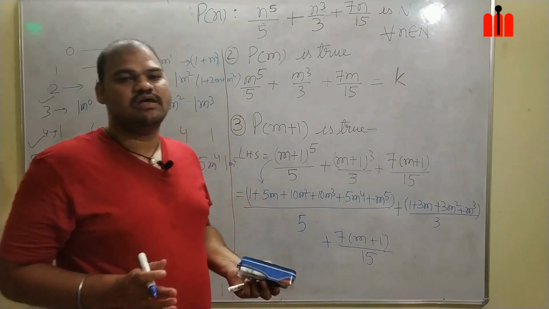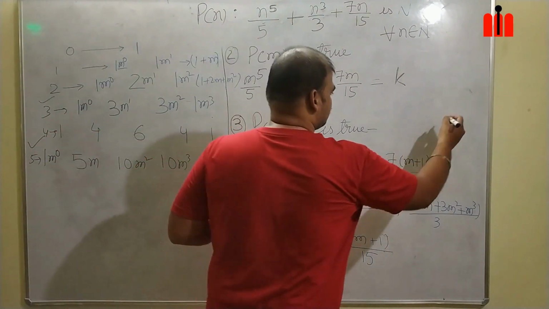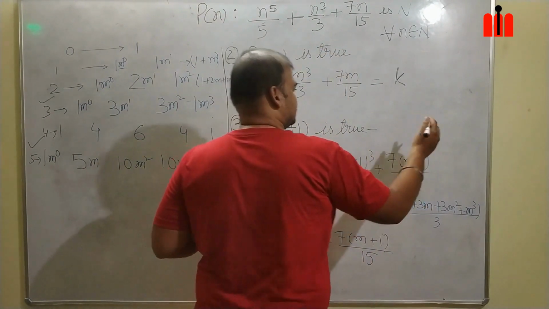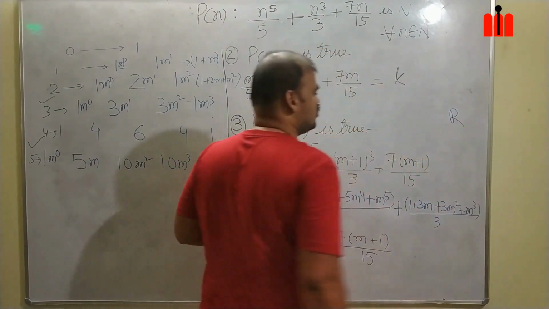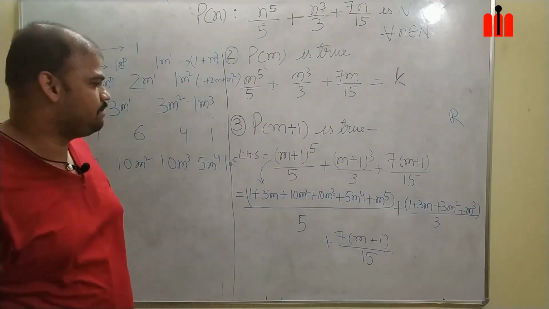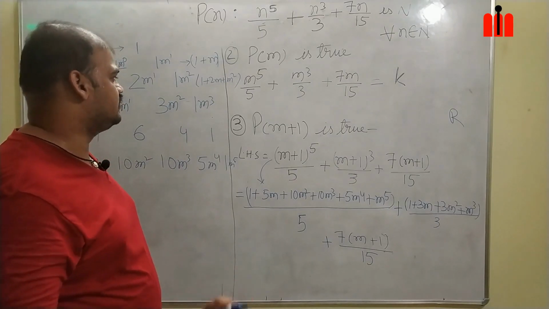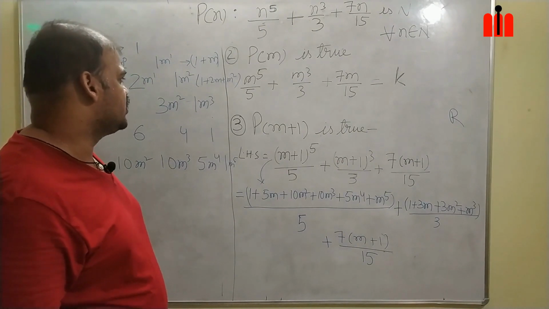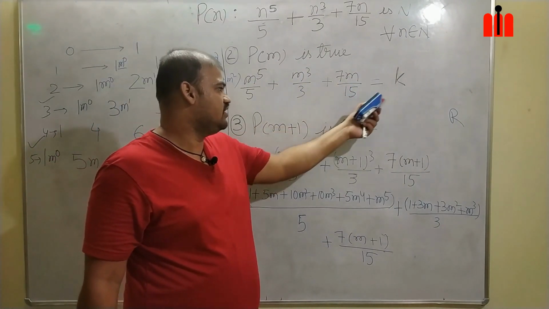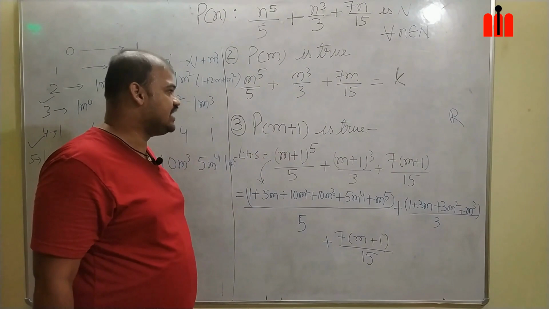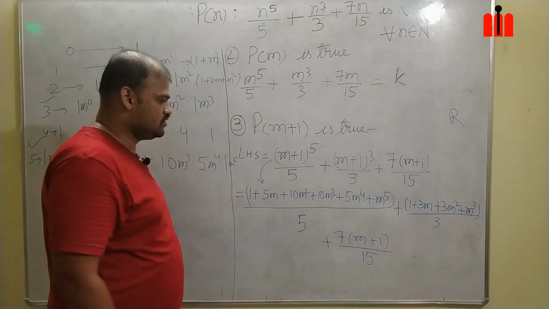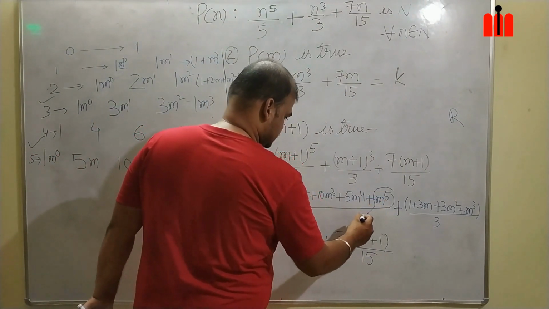That is how my RHS will look. Suppose some number p, or p would be confusing because we are using it for our mathematical statement, so I will consider it as r. I should come up with an integer r in my RHS. That is my main aim. Now how will I come by that number r? You can see here, m^5 by 5, m^3 by 3, 7m by 15 is equal to k. So now extract this LHS in our P(m + 1).